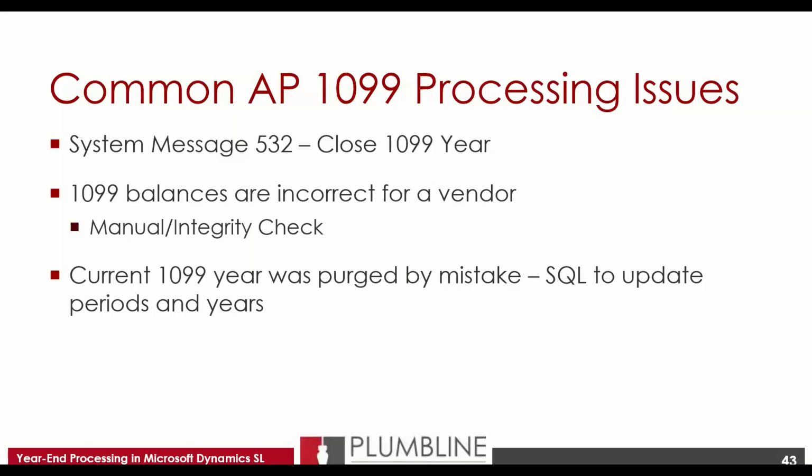If your 1099 balances are incorrect for a vendor, you can use initialize mode to correct them in the vendor maintenance screen as we discussed. You can do a manual correction or potentially use integrity check to rebuild the 1099 history if needed. That's going to do all vendors though. And again, it depends on the setup and the type of scenario. Integrity check may or may not resolve the issue you're experiencing.